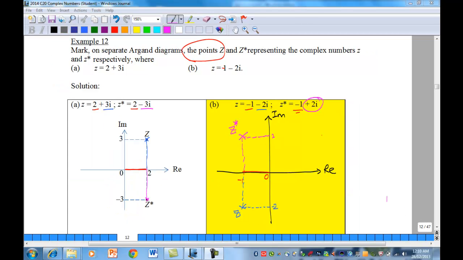As you observe the Argand diagram, notice that z and z conjugate are mirror images of each other in the real axis, with the real axis as the mirror line.